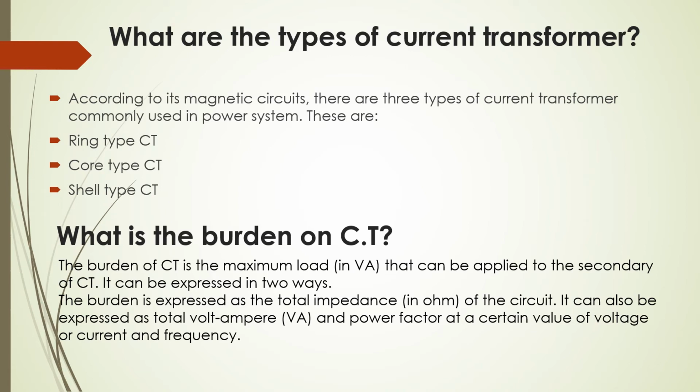According to its magnetic circuit, there are three types of current transformer commonly used in power systems. These are ring type CT, core type CT and shell type CT.